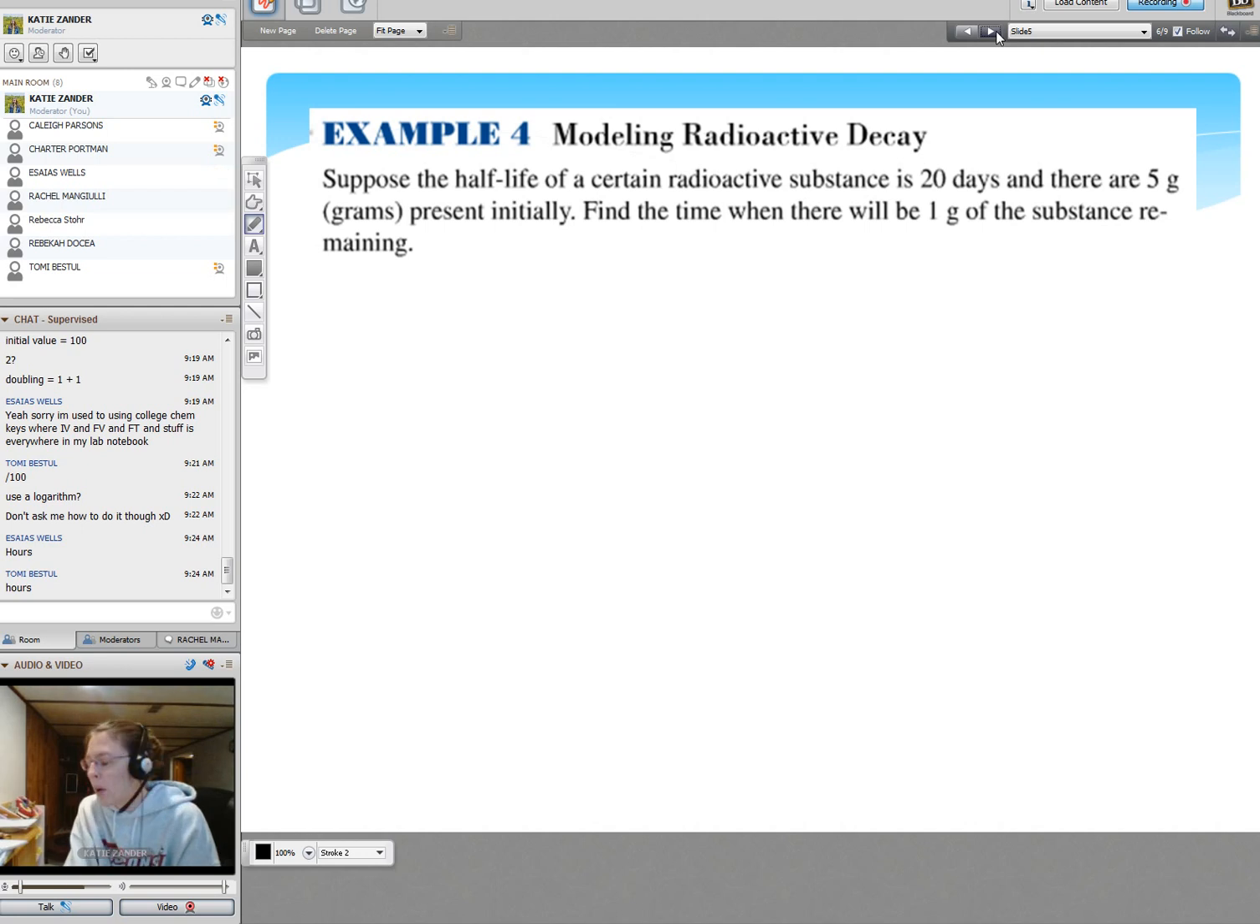All right, let's do a little bit more practice with solving these logarithmic and exponential problems here. It says, suppose the half-life of a certain radioactive substance is 20 days, and there are 5 grams present initially. Find the time when there will be 1 gram of the substance remaining. So we need to first create the equation, and then we'll solve it. So what's the equation we can create here? A lot of information is kind of thrown at us.